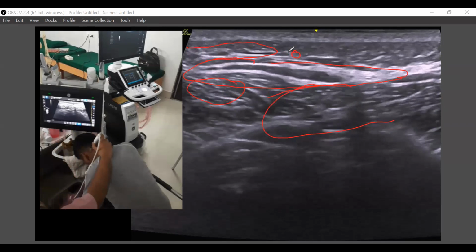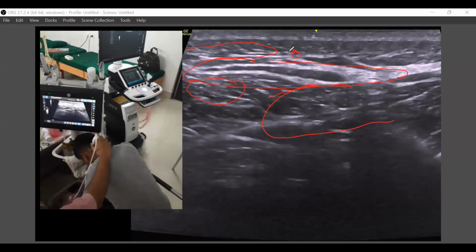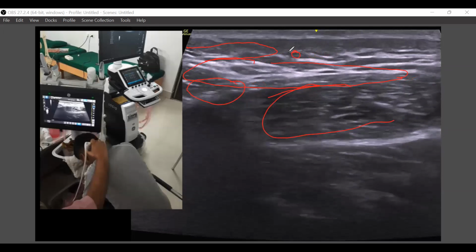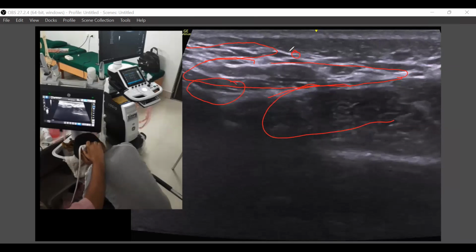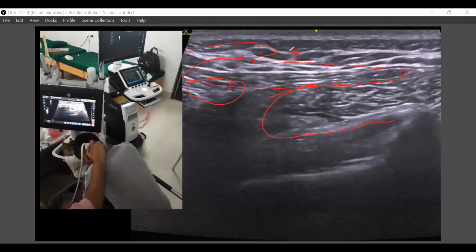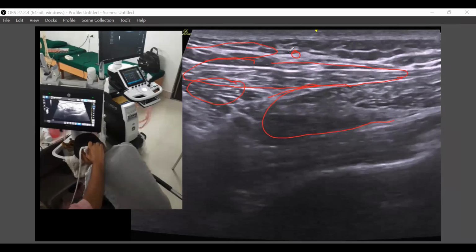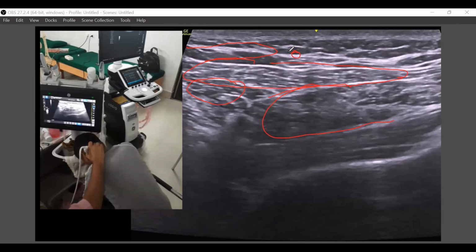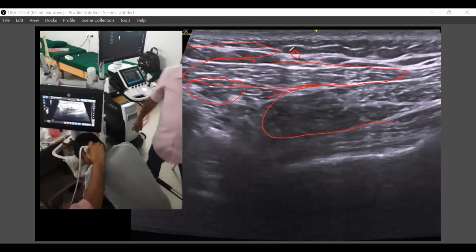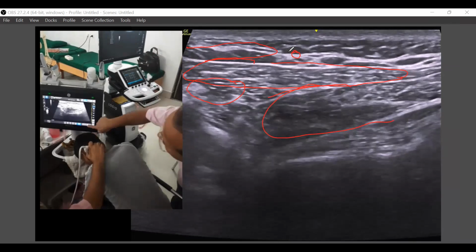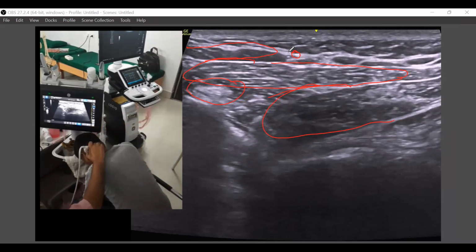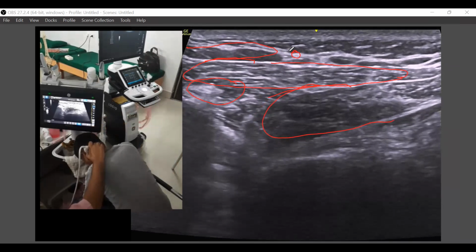So here again, the uppermost strap-like muscle is your trapezius. If I'm going laterally, this is your splenius capitis, above that the sternocleidomastoid, and just medial to that is your lesser occipital. And if I'm coming down, the lesser occipital nerve is just below my white arrow. It is round shaped.